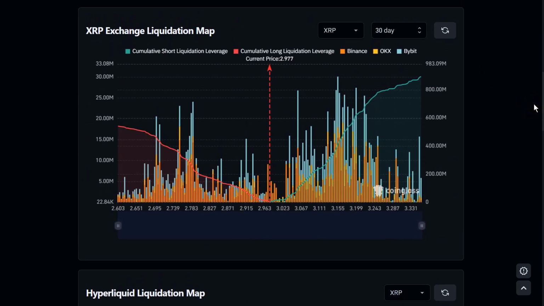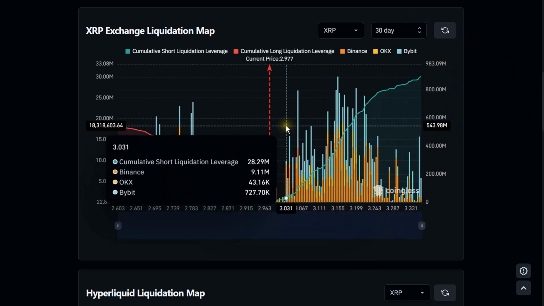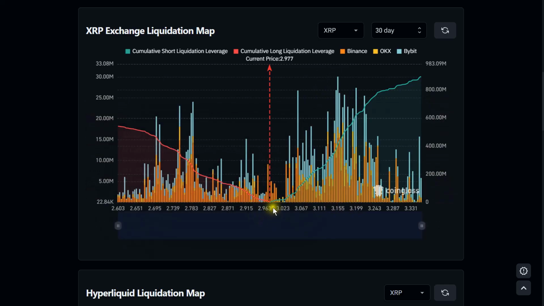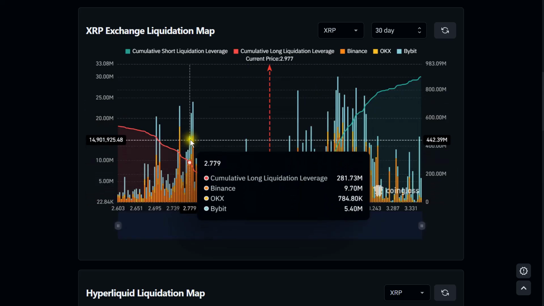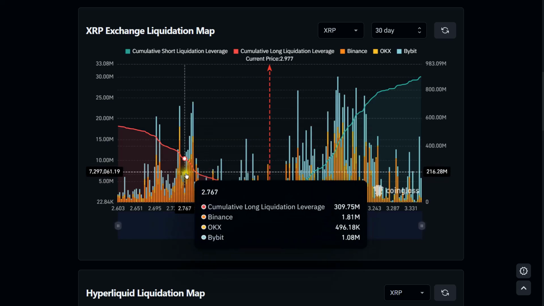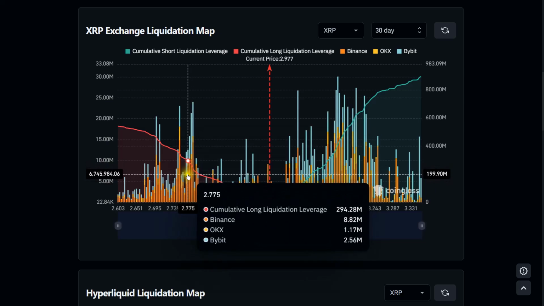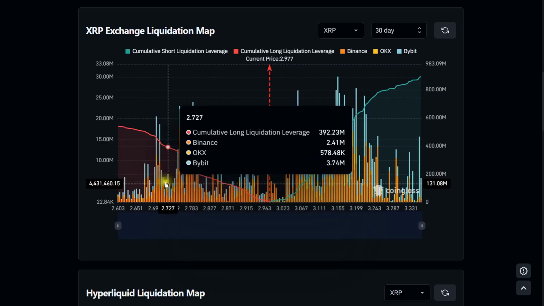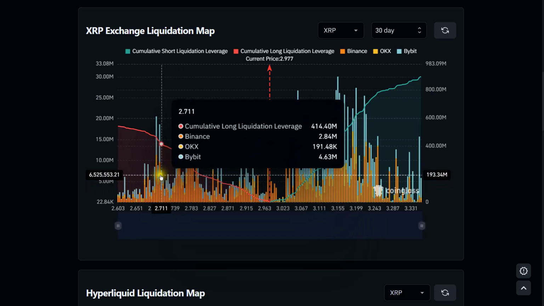When we look at the liquidation map, this is the 30-day, you can see that there is quite a bit of short liquidation leverage sitting above current price, which is represented by this red arrow here in the middle, if you're not familiar with this chart, with the biggest band of the long liquidation leverage sitting right here in this area on this particular candle at $2.78.7. This area right here is that yellow box that I showed you on my XRP chart. The lower trend line of the descending wedge pattern would be more in this area right here.